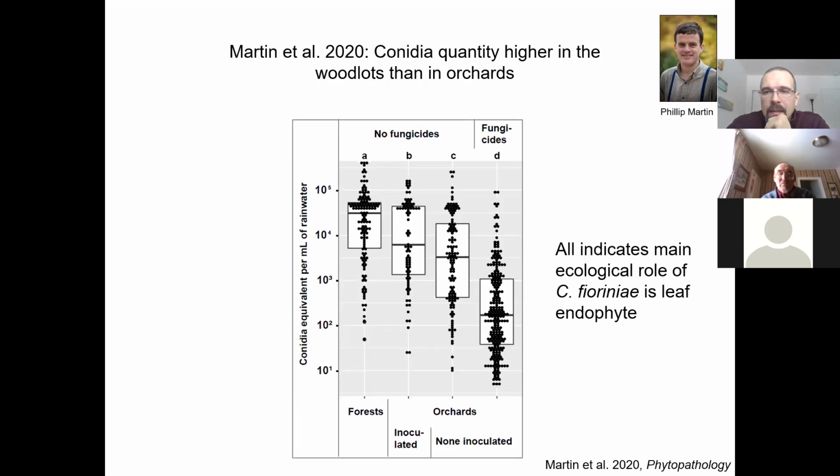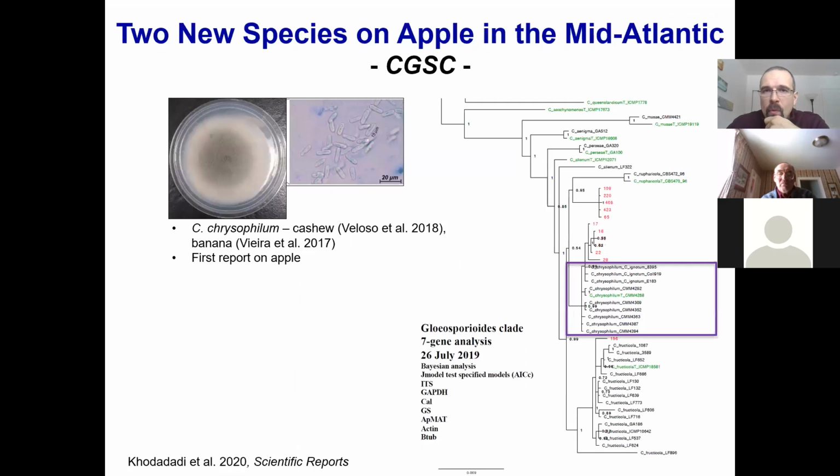So this all indicates the main ecological role of being an endophyte. And then we had this problem of these two other new species that we didn't know what they were. Once we did the sequencing of different fingerprint DNA regions, we were able to construct a family tree of these species, and we got a 100% match for the 25% of the isolates that looked like these gray colonies. They belong to a species called Colletotrichum chrysophyllum.